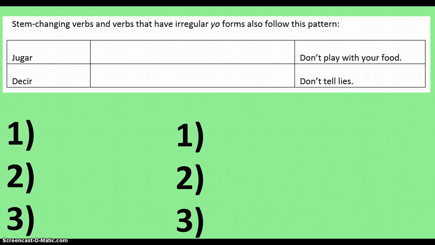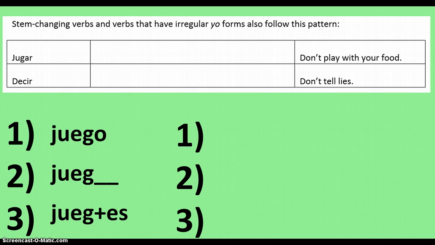Stem-changing verbs and verbs that have irregular yo forms also follow this pattern. For instance, jugar. I go to the yo form, I take off my o, and since jugar is an AR verb, I'm going to add on es. Don't play with your food. No juegues con tu comida.